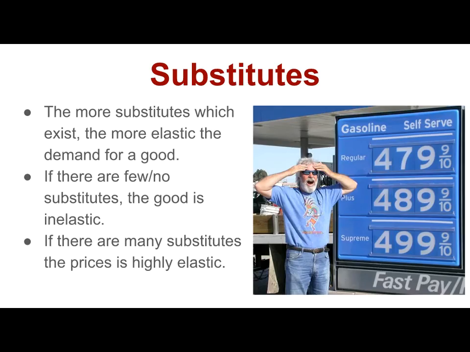Substitutes are first, substitutes are easiest. The more substitutes which exist, the more elastic the demand for a good is. If you want to buy a product and there are lots and lots of other options for you, well, as soon as the price on one good increases, you just buy the other one. You buy the cheaper one. It is a very elastic good if there are lots of substitutes. However, if there are very few substitutes, the good is inelastic.